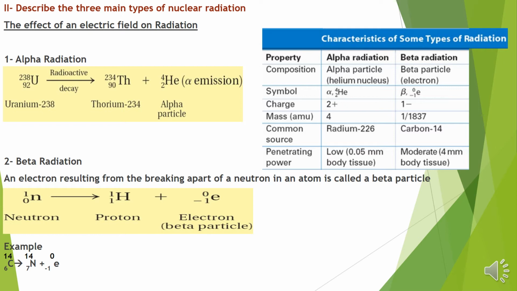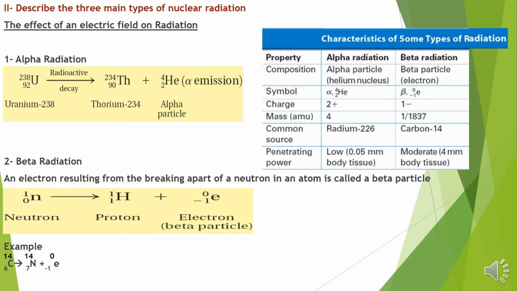The alpha radiation here, if you examine the table well, on the right side we have the composition of the alpha radiation. It looks like the helium nucleus. Its symbol is alpha, He. This particle has the same nucleus as helium, He-4 2, so its charge is 2 plus and its mass in AMU is 4.